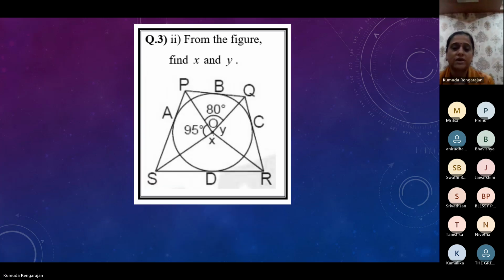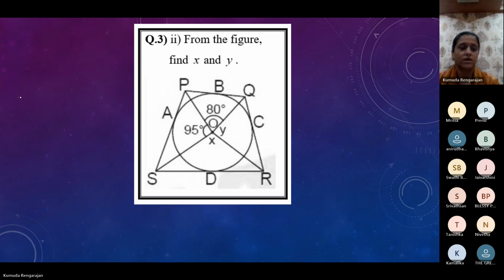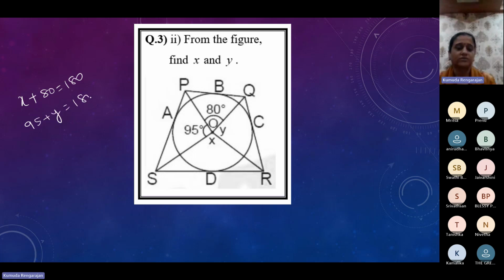same thing here. X plus 80 is equal to 180. Y plus 95 is equal to 180. Because you can see inside the circle, outside the quadrilateral. So x plus 80 is equal to 180. Opposite angles supplementary. Then 95 plus y is equal to 180.